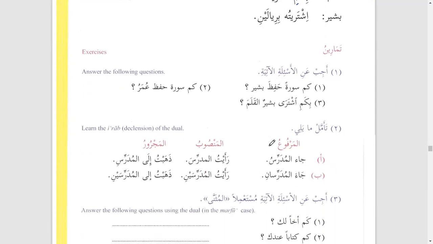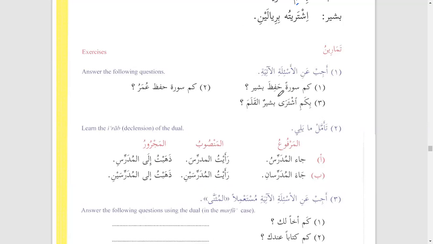Okay, now I think inshallah it will be easy for you to answer the questions. Ajib anil asilati al-atiyati, answer the following questions. So ajib, basically it was ajibi, right? There was ya as well, and ya has dropped because we have iltaqa sakinain, we have ya is sakin and ba is sakin. And whenever there are 2 sakin huruf when they meet, the weak letter gets dropped. So it becomes ajib.